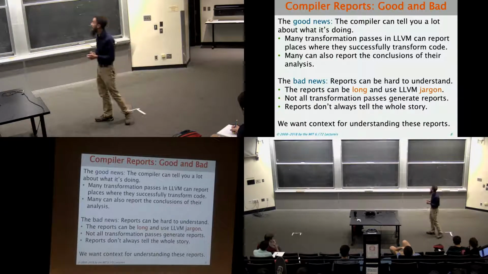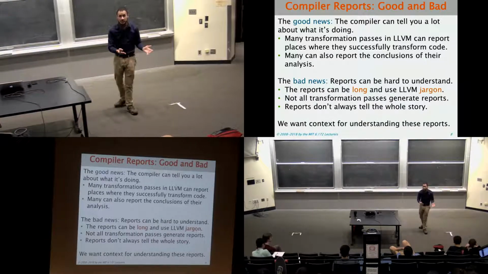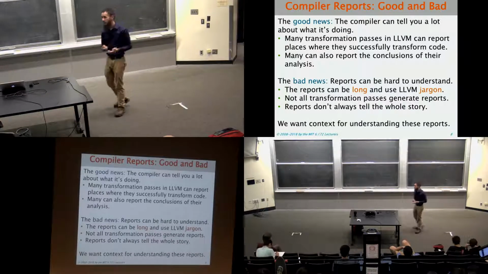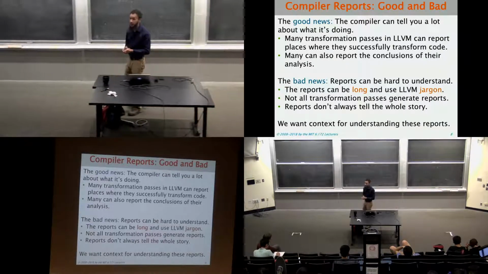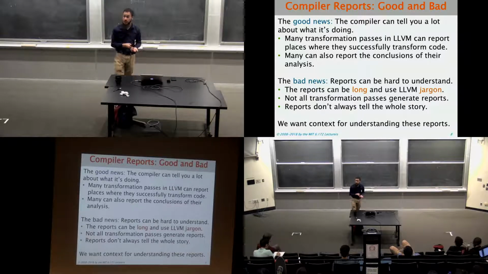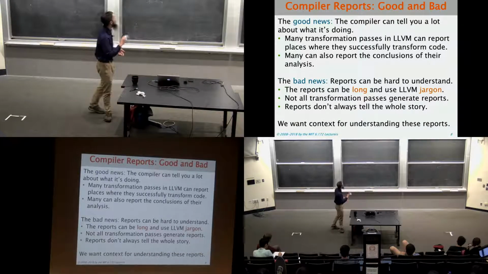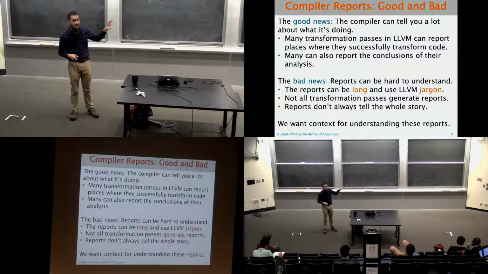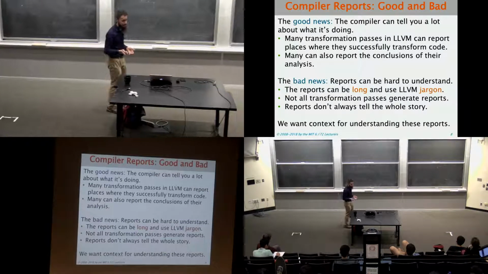It also turns out that not all of the transformation passes in the compiler give you these nice reports. And so you don't get to see the whole picture. And in general, the reports don't really tell you the whole story about what the compiler did or did not do. And we'll see another example of that later on. So part of the goal of today's lecture is to get some context for understanding the reports that you might see if you pass those flags to the compiler.